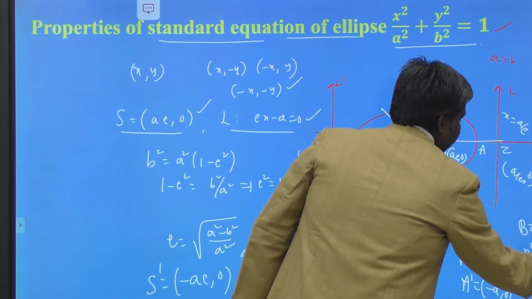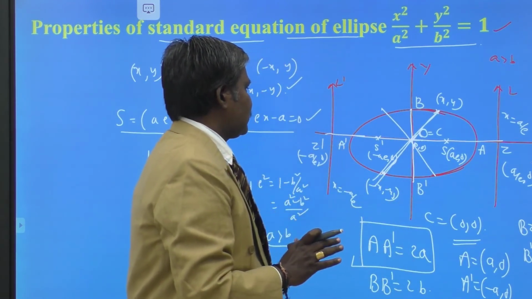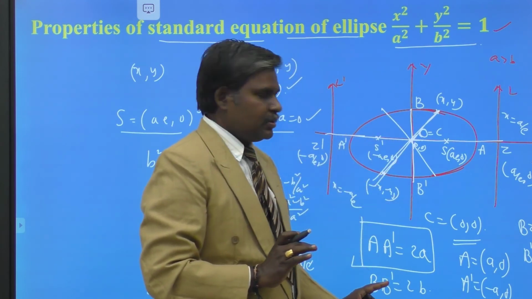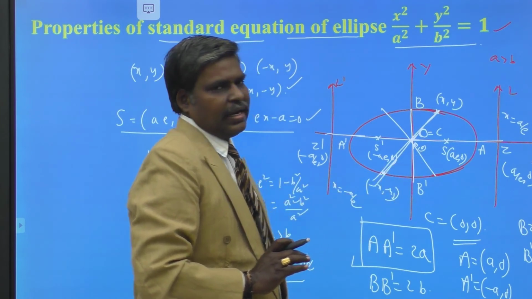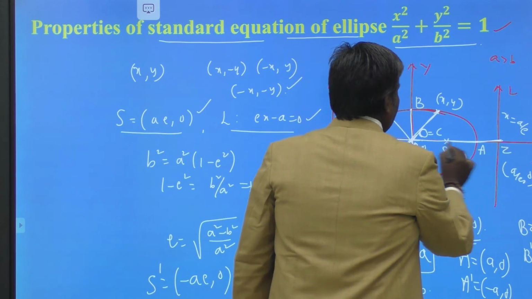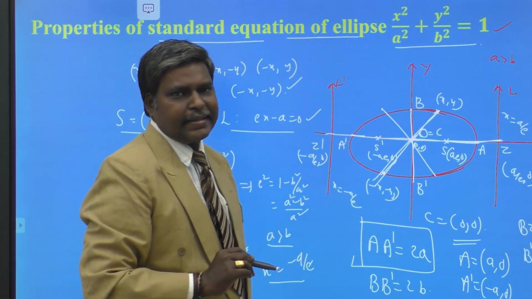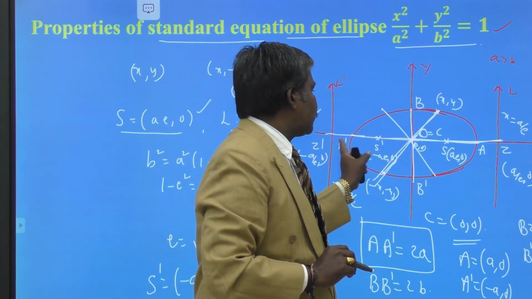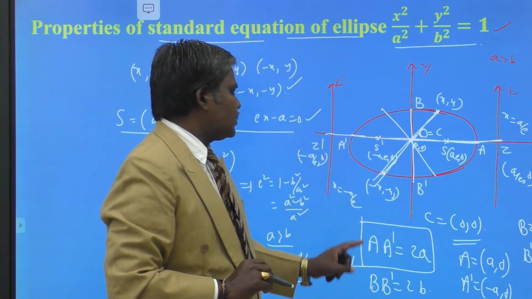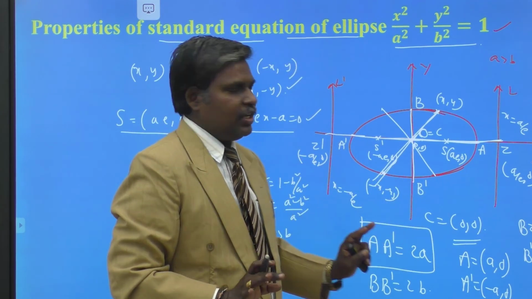But these are not called vertices of the ellipse. B and B dash are just the points of intersection of the curve with the y-axis. Its length is called the minor axis. But the only vertices are A and A dash. The line passing through the focus perpendicular to the directrix is called the axis. This is the only axis. It is called the major axis. Main axis. Major axis. That is why its length is 2a. But BB dash is called the minor axis. Its length is 2b only. But B and B dash are not called vertices of your ellipse. Okay.